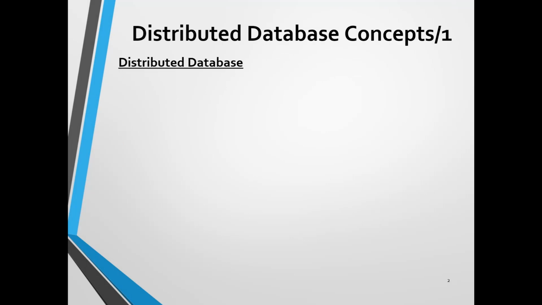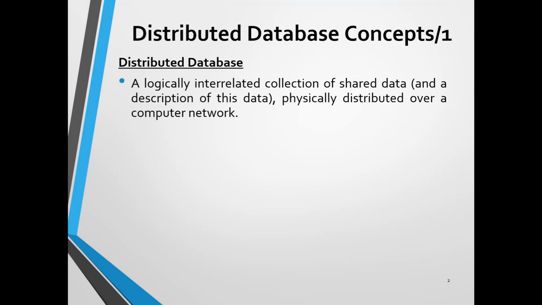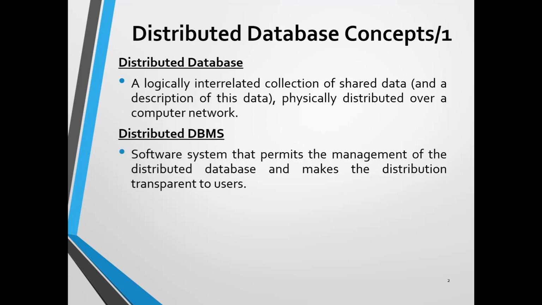So let's begin. Distributed databases. These are a logically interrelated collection of shared data and a description of this data, physically distributed over a computer network. While a distributed DBMS is a software system that permits the management of the distributed database and makes the distribution transparent to users.